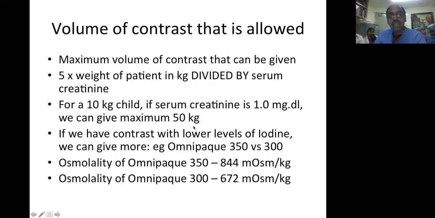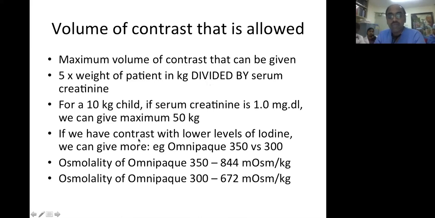So 10 kilo, it's 50 ml. 20 kilo, it is 100 ml. Like that, it's 5 per kg. But remember, it is divided by the serum creatinine. For example, if the serum creatinine itself is 1.6, then you have to reduce it accordingly. So 5 × 10 kg, 50. 50 divided by 1.6, you will have only 30 ml. So you have to inject only 30 ml.